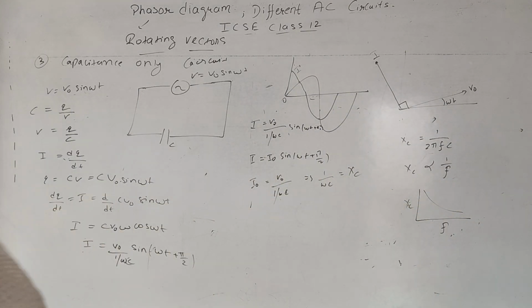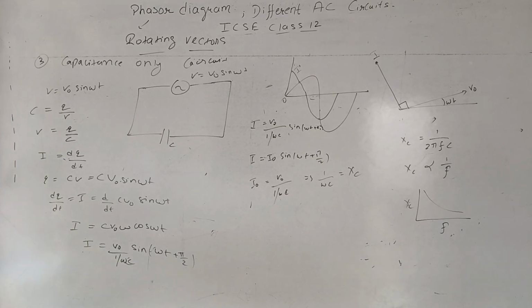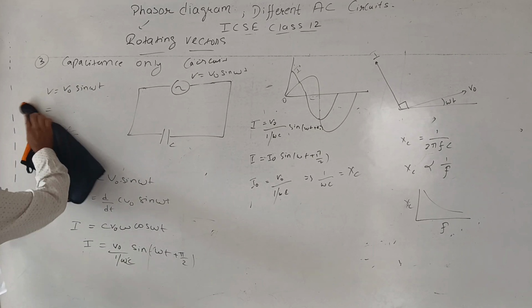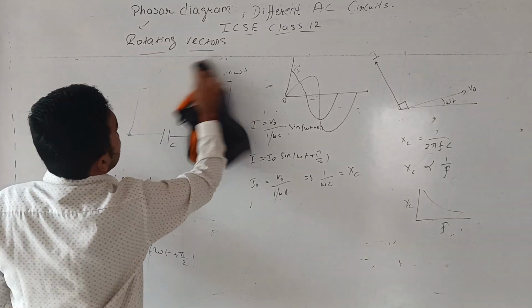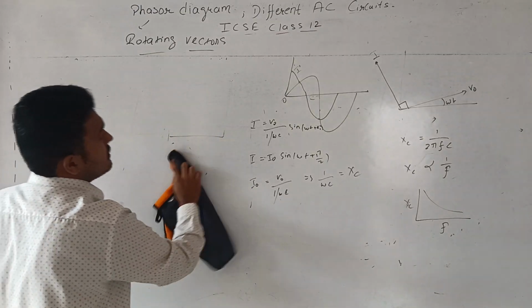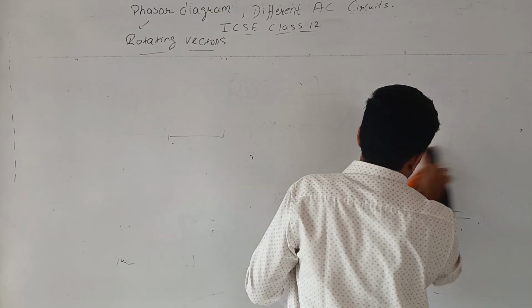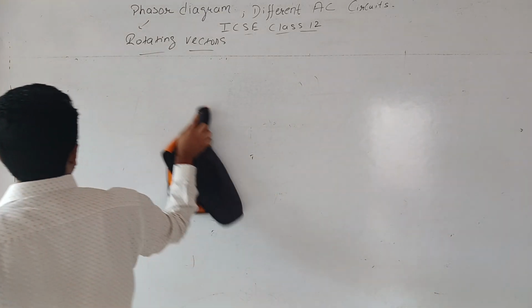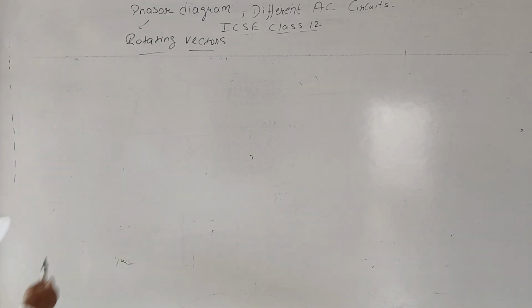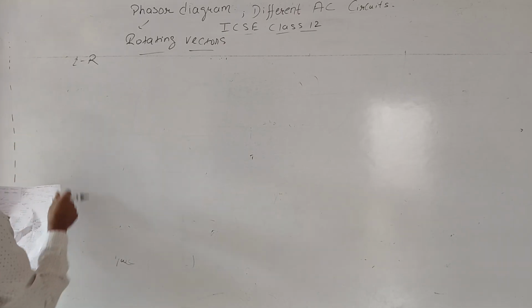Next circuit we have the LR circuit. The LR circuit means the circuit containing an inductor and a resistance, L and R. So all of you have to note down all these notes in your copies. So next is LR, inductor and resistance in series.